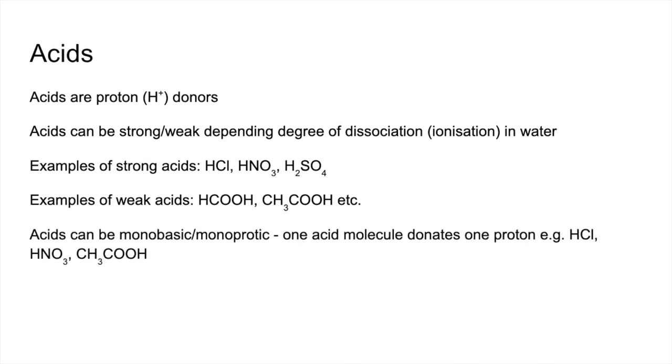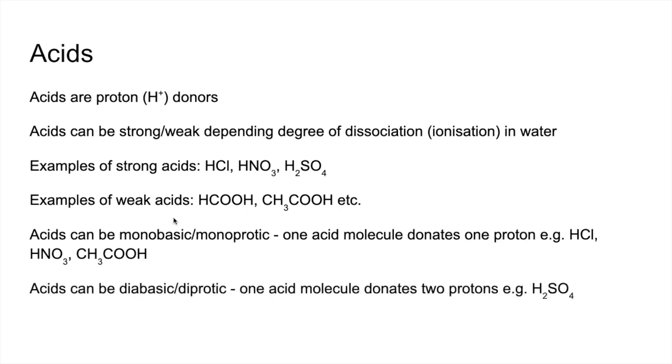Acids can be monobasic or monoprotic. That's where one acid molecule donates one proton, so HCl, HNO3 and CH3COOH, ethanoic acid, are examples of those. It's that proton, by the way, that's donated by ethanoic acid.